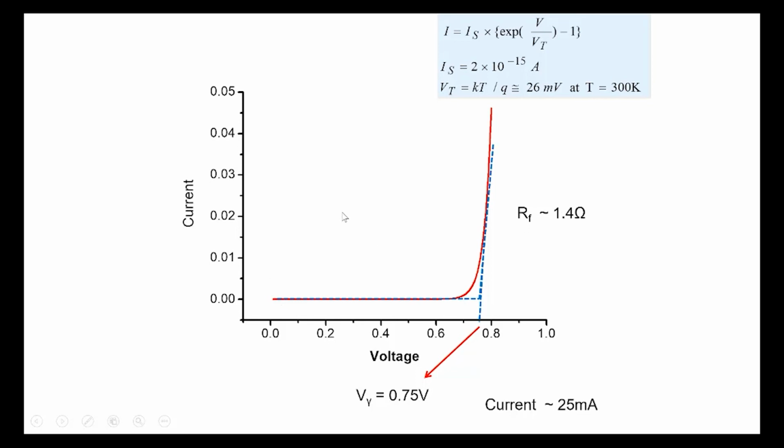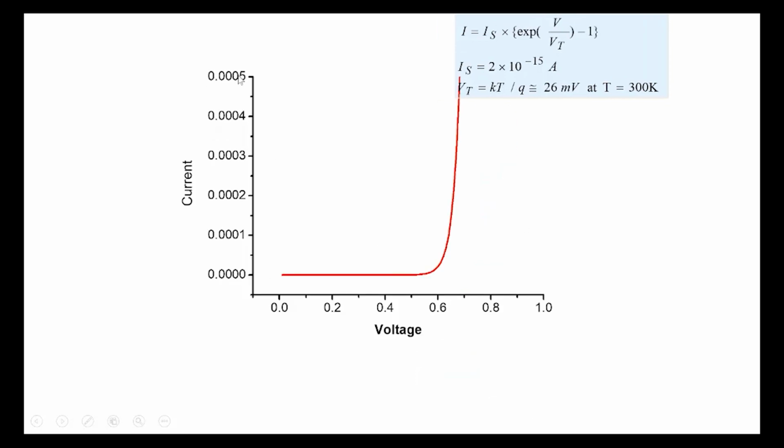Now the same diode, if I look at a different current range here, 0.0005 here, right? So a different current range. So 0.25 milliamperes is in the middle here. Now I again do a piecewise linear approximation and draw a tangent at 0.25. And now we approximate it as V gamma 0.63 and RF is 150 ohms.